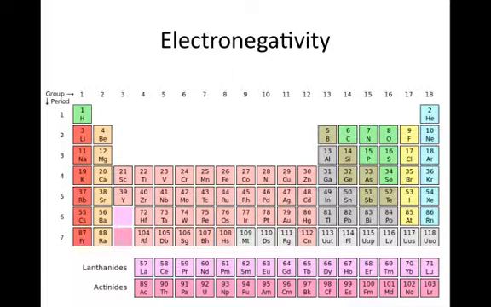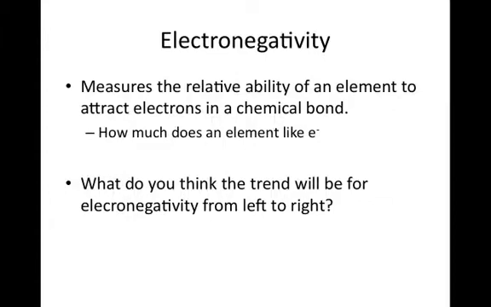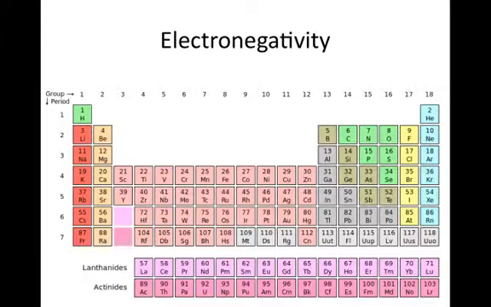You may ask, what about neon? What does neon do in this whole electronegativity thing? Well, if you look at the definition of electronegativity, it says, measures the relative ability of an element to attract electrons in a chemical bond. And as we learned earlier, neon is a noble gas. It doesn't make chemical bonds, and so it does not have a measurement of electronegativity.